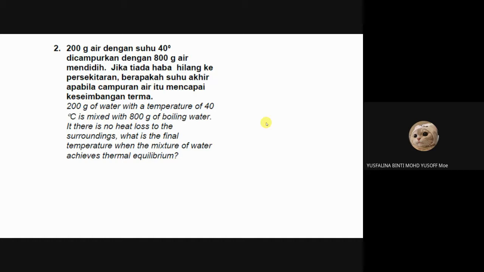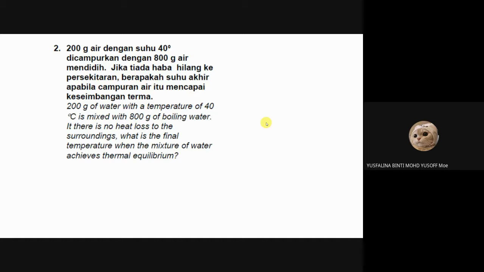So let's try to answer this one. It's still 200 gram of water mixed with 800 gram of water. The 200 gram water is at 40 degrees Celsius, while the 800 gram of water is at the temperature of boiling water, which you already know is 100 degrees Celsius. The question says if there is no heat loss to the surrounding, what is the final temperature when the mixture of the water achieves thermal equilibrium?